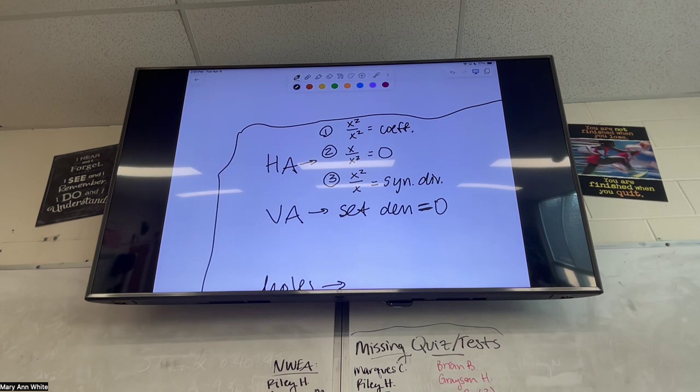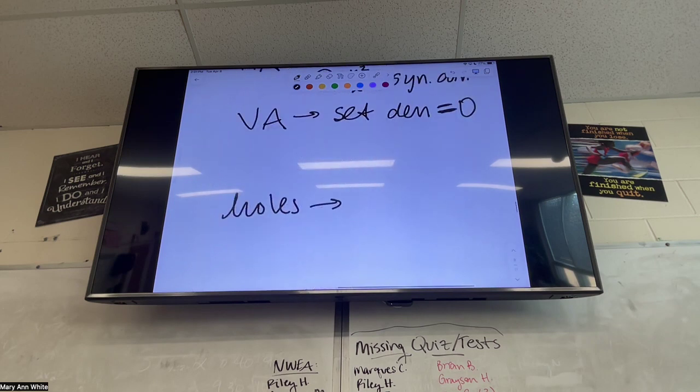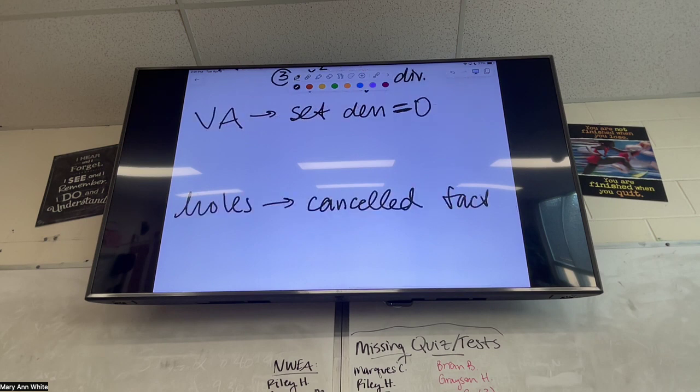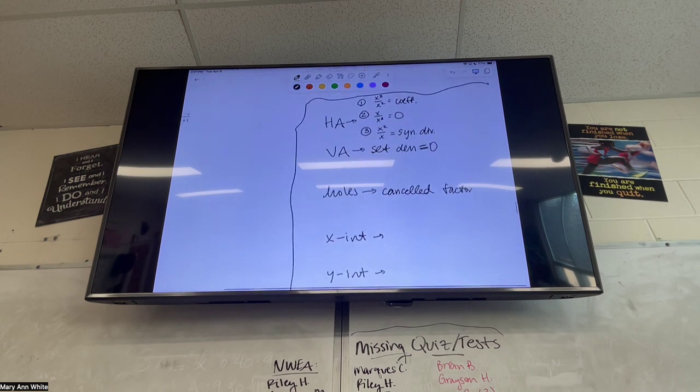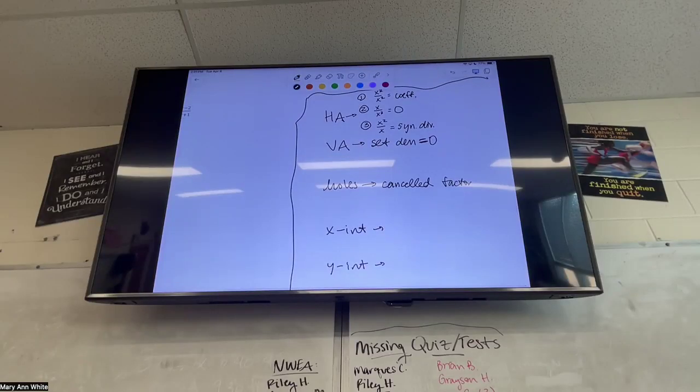We will factor it for holes, and the hole comes from when my factored form has canceled out factors. So a hole is your canceled factor. All right, we got 2 more, x-intercept and y-intercept. For the y-intercept, you plug 0 in for the x's. The x-intercept is not that funky, it's just the numerator. It's funky because you often have to factor it, but it's just the numerator. So set the numerator equal to 0.